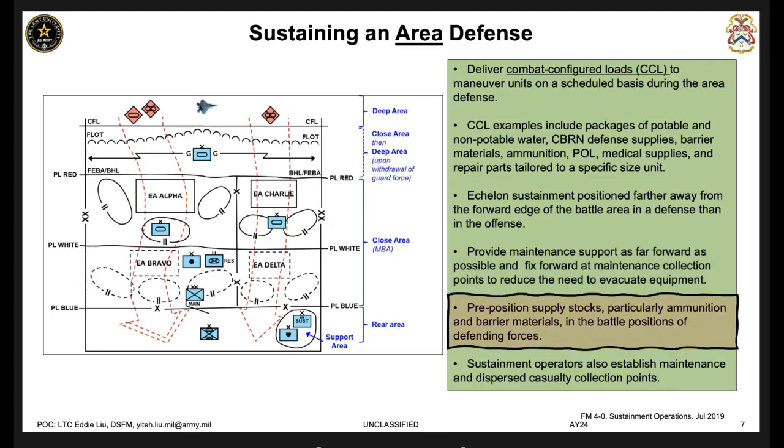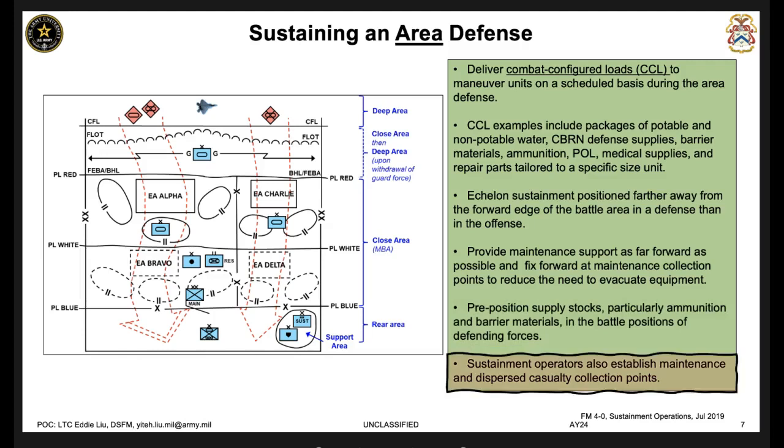Key supplies, particularly ammunition and barrier materials, are pre-positioned in battle positions for ready access by defending forces. Sustainment operations will typically include setting up maintenance and dispersed casualty collection points to support ongoing defense efforts.